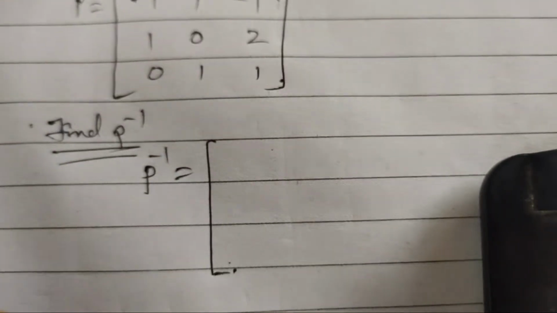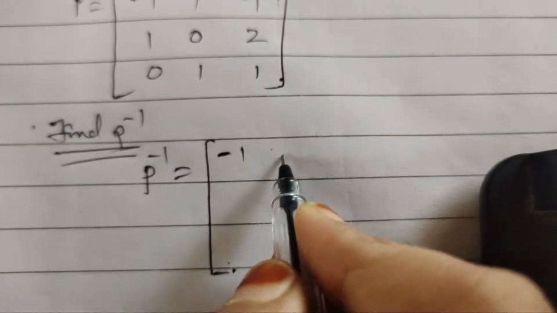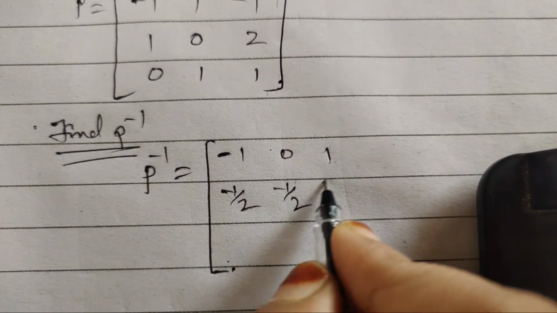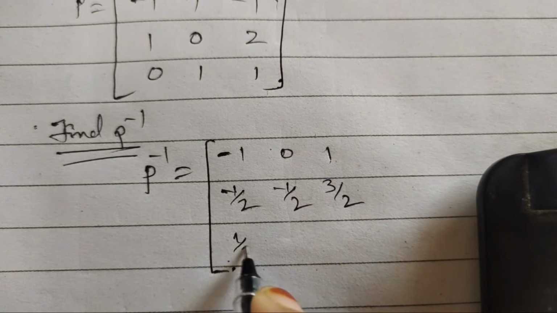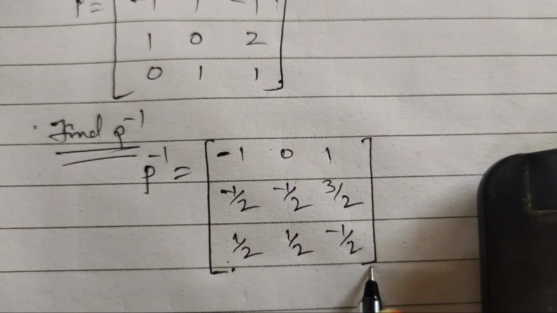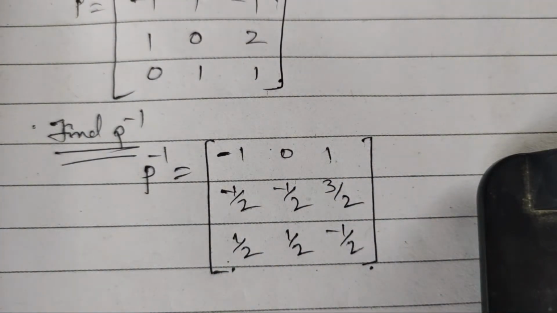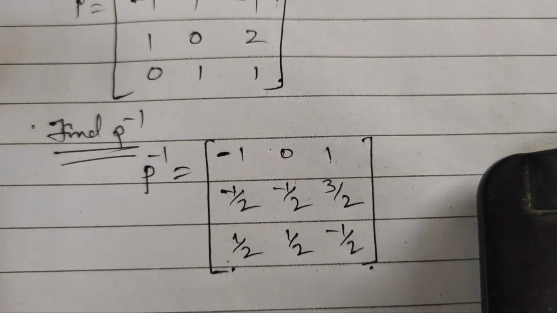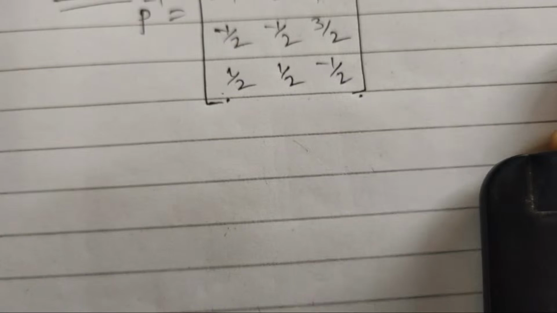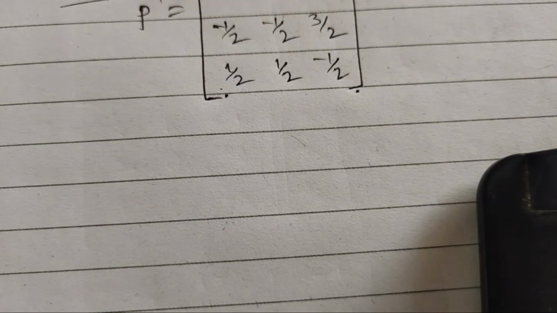P inverse equals minus 1, 0, 1, minus half, 3 by 2, 1 by 2, 1 by 2, minus 1 by 2. After that, we move to checking for orthogonality, whether it is going to be orthogonal or not. If it is orthogonal, then only the diagonalization will exist, otherwise it won't. Diagonalization means the principal diagonal holds only the eigenvalues, where the upper triangle and lower triangle are completely 0.